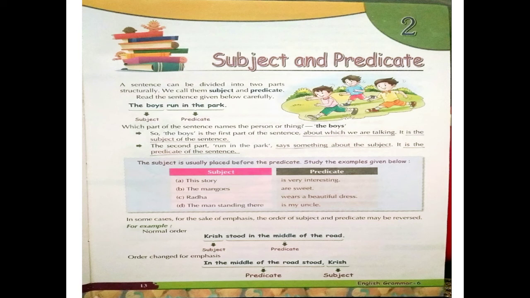Now if we have to lay emphasis on it, यानी कि जब हमें उस पर जोर दिखाना है या importance दिखानी है, or if we have to grab the attention of the readers or the listeners, we write "In the middle of the road stood Krish." So here again we have simply interchanged the position of subject and predicate. So subject is your Krish, and "in the middle of the road stood" is your predicate.